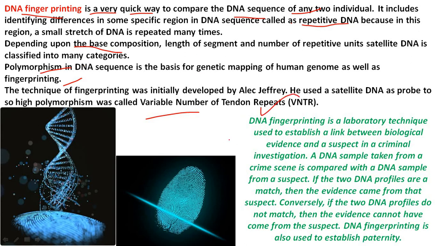So DNA fingerprinting is a laboratory technique used to establish a link between biological evidence and a suspect in a criminal investigation. A DNA sample taken from a crime scene is compared with a DNA sample from a suspect. If the two DNA profiles are a match, then the evidence came from that suspect. Conversely, if the two DNA profiles do not match, then the evidence cannot have come from the suspect. DNA fingerprinting is also used to establish paternity.